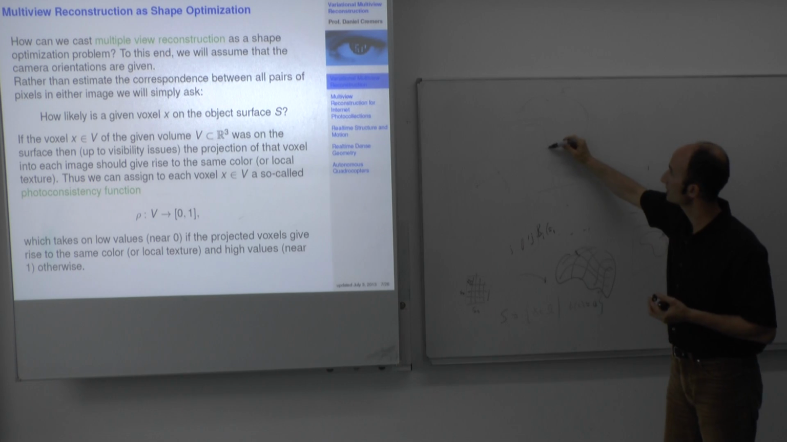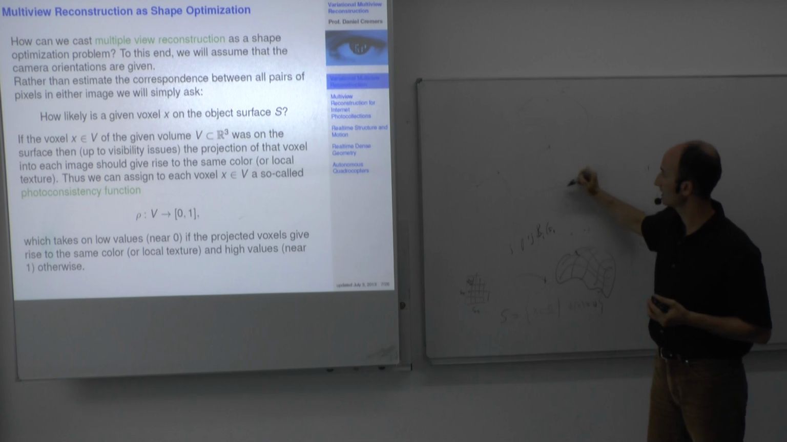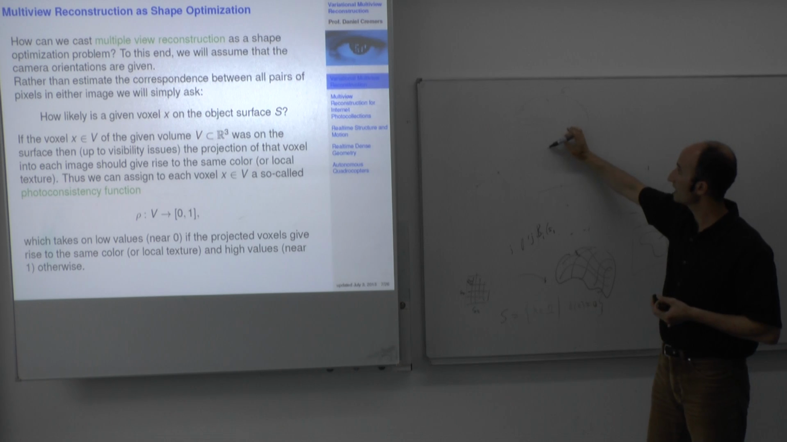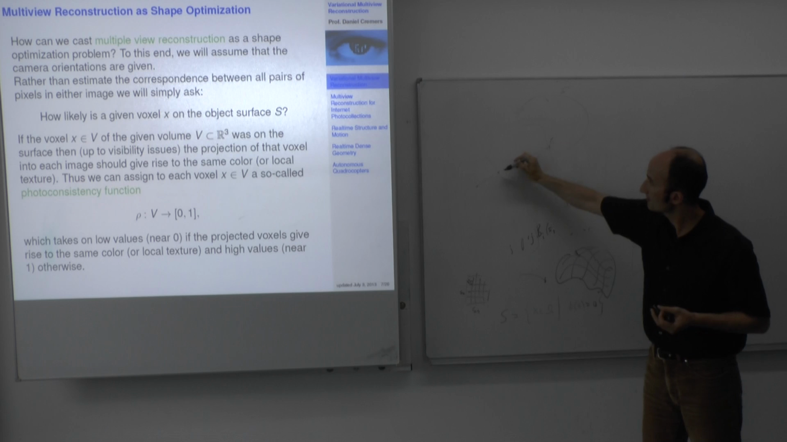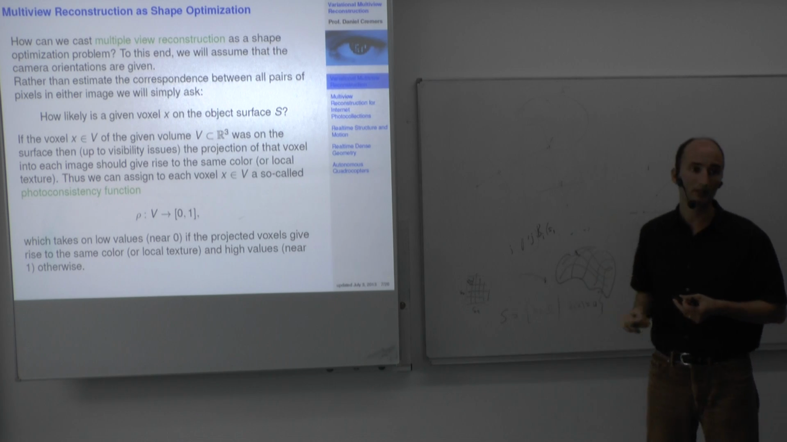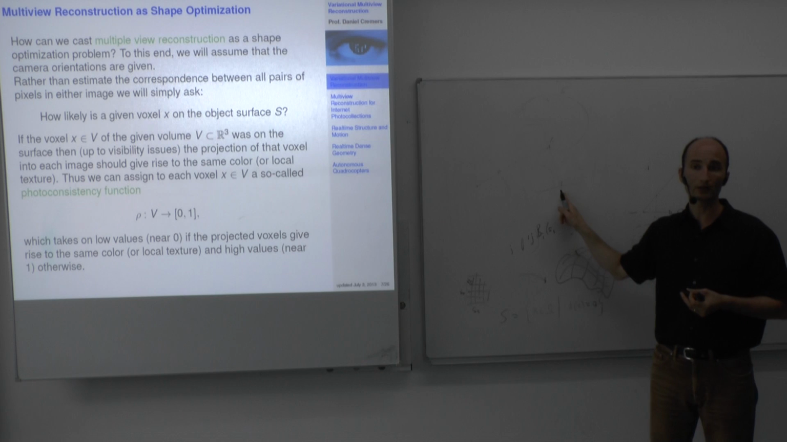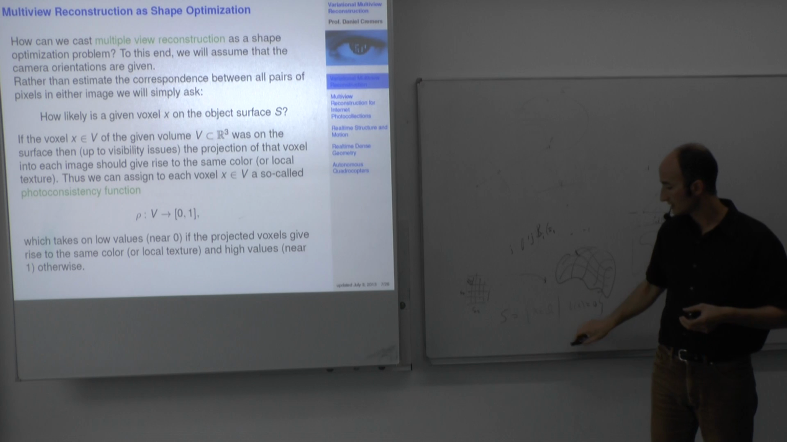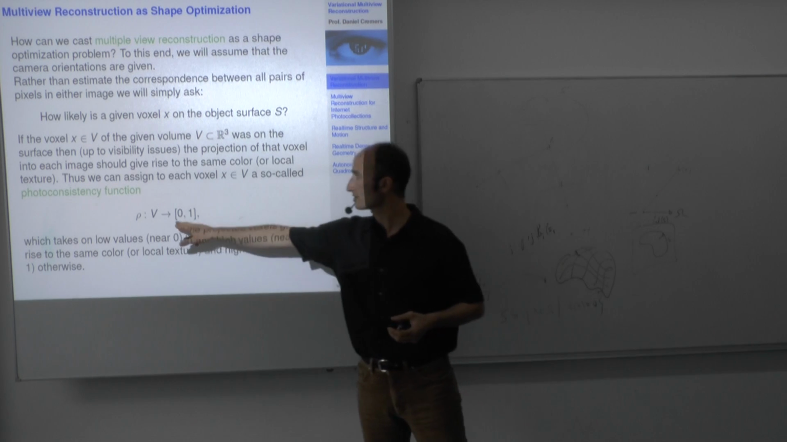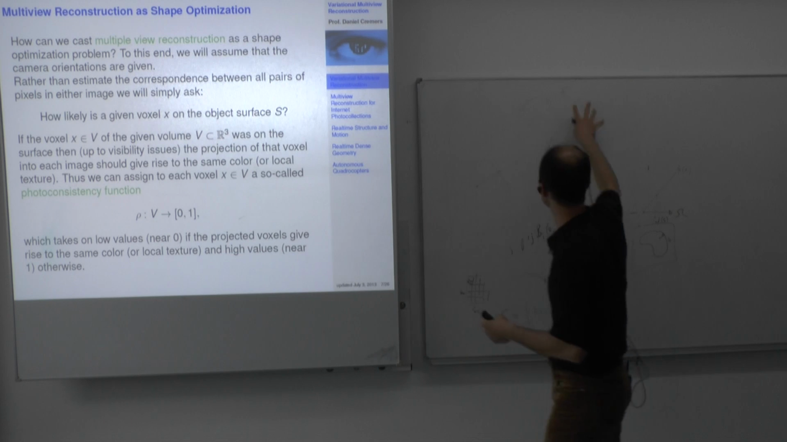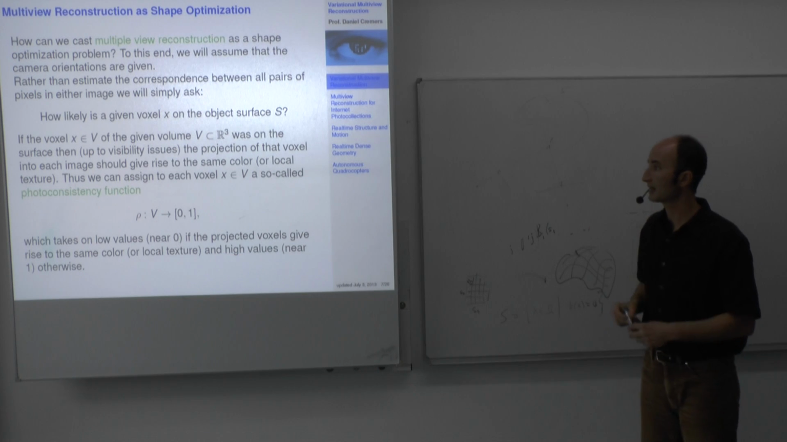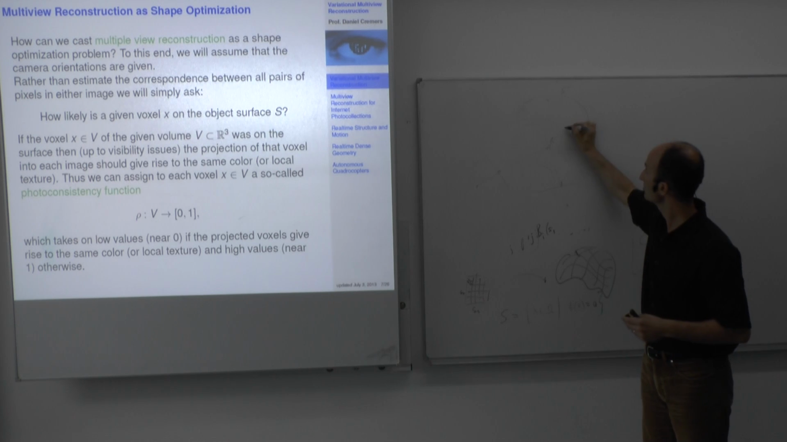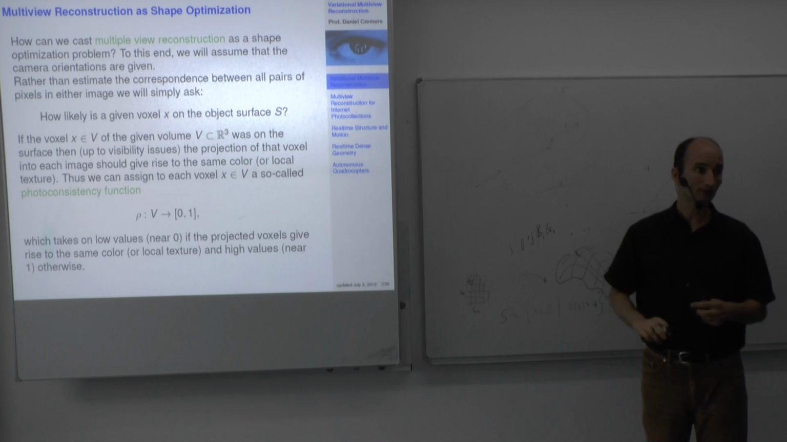If that point is on the surface, I should be seeing the same color here. And since I have these projection matrices, for any voxel X in that space, I can simply project it into the pairs of images. And then I can check the color consistency. Do I see the same color, yes or no? And I can assign what's called a photoconsistency function. So V is my volume, that is the space here where I want to reconstruct. And I can say if I see the same color, then rho at that voxel should be small. So here it should be near 0.